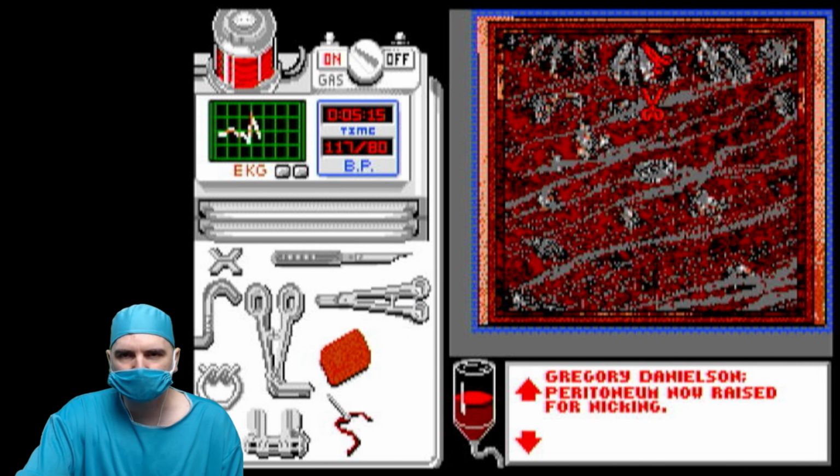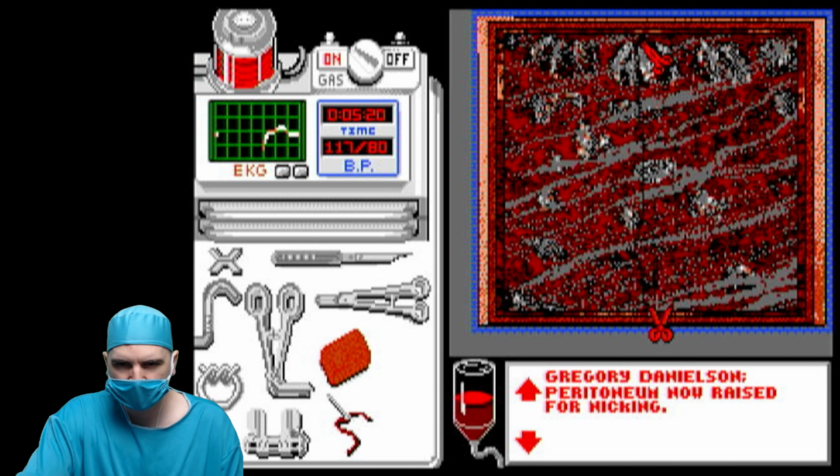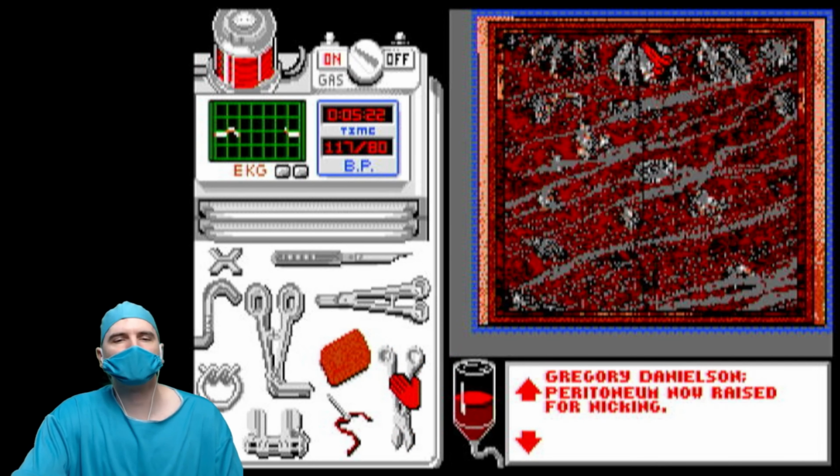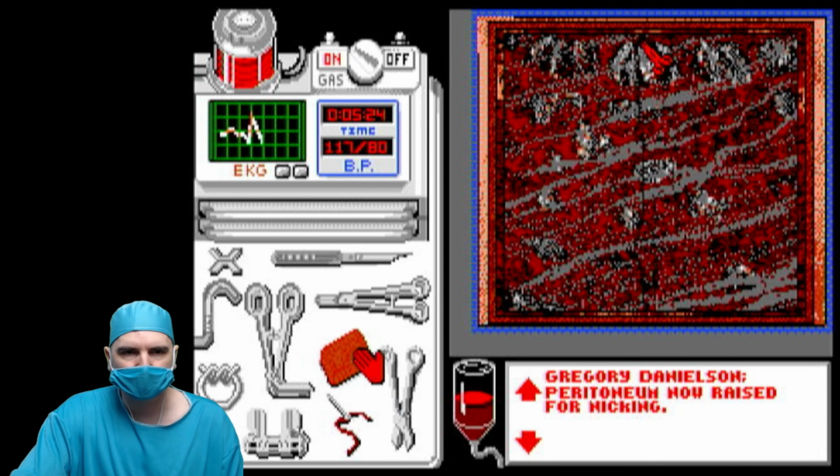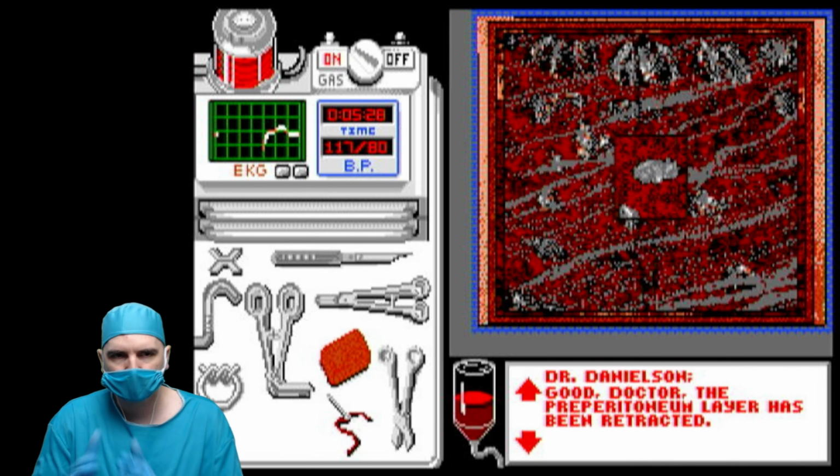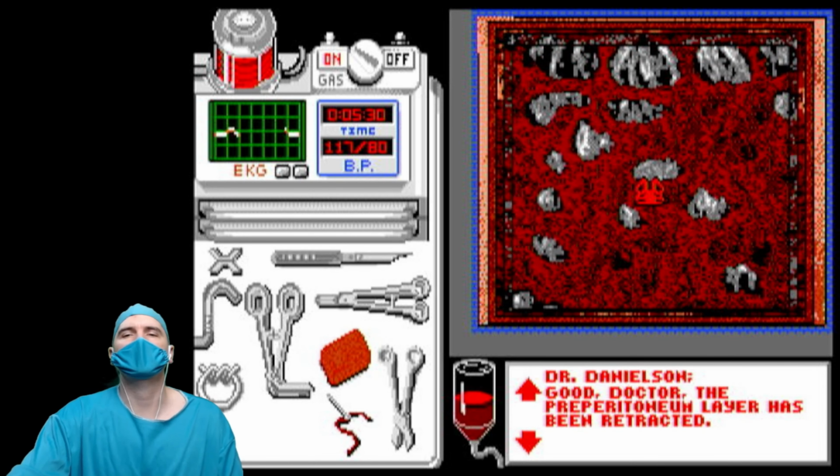All the way down to the bottom. Not too fast. Okay. Blood's okay, heart's okay. Remove the forceps. Good. Doctor, the preperitoneum layer has been retracted.